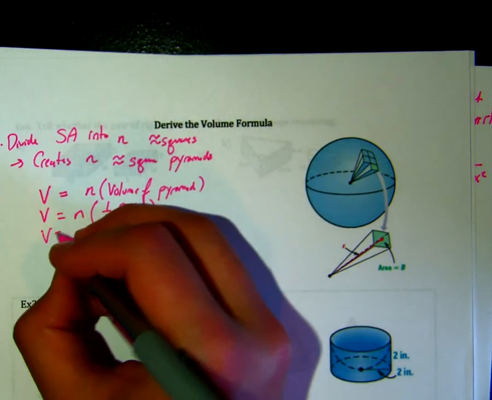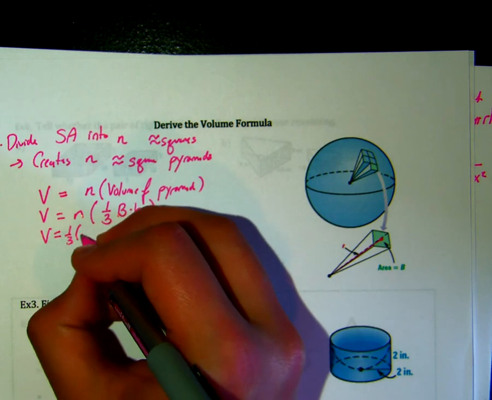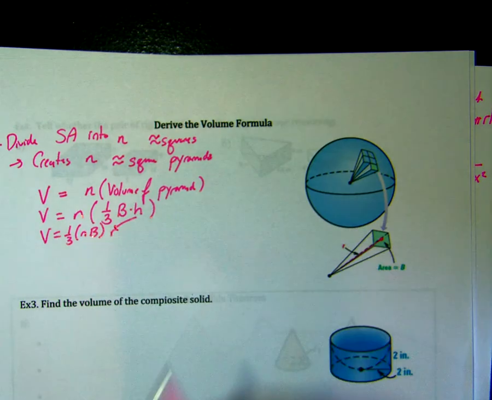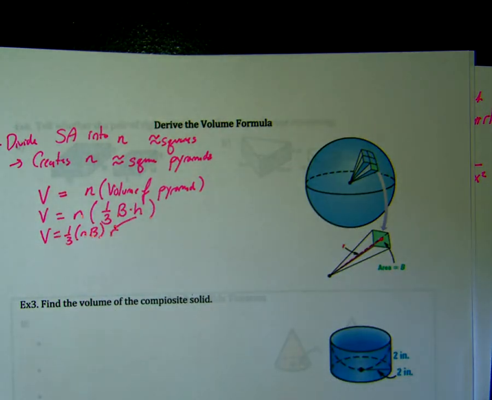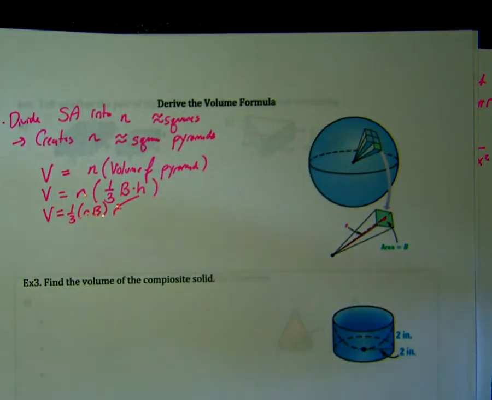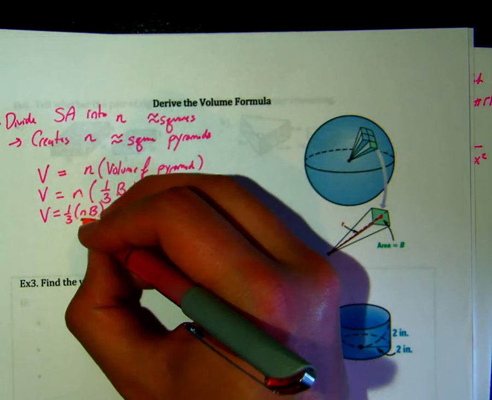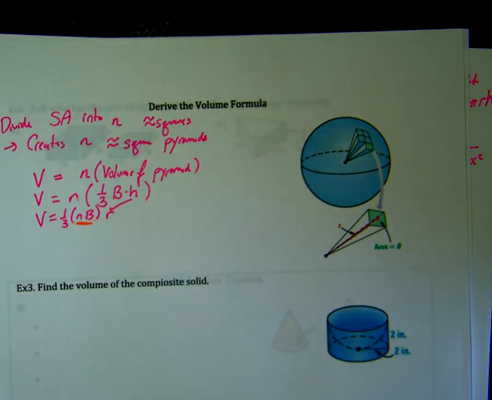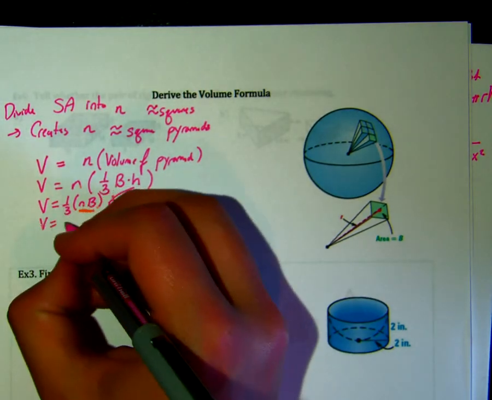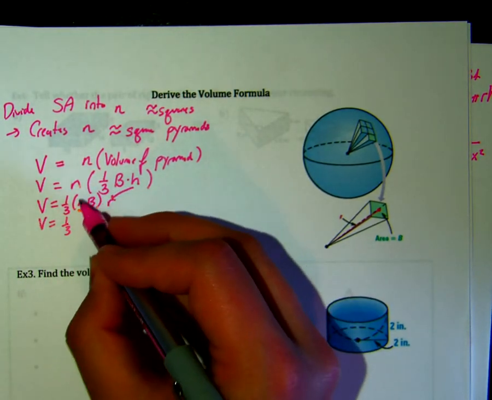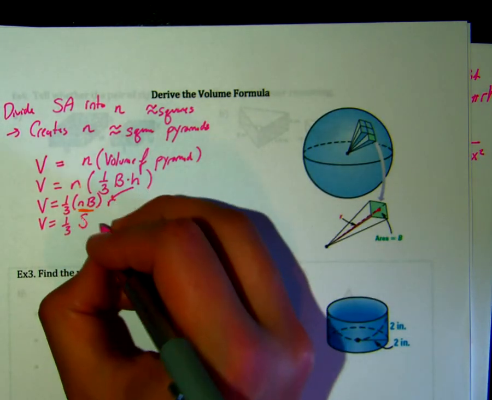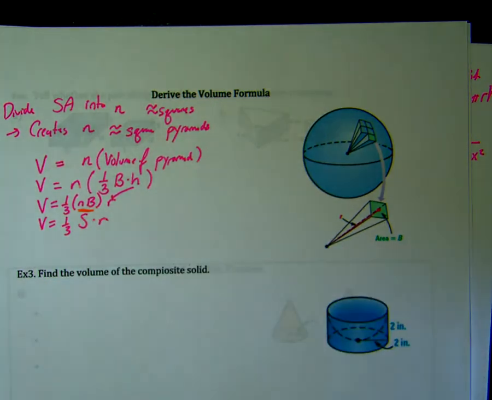So I'm going to just kind of move some stuff around. This is 1/3 n times B, and then h is just r. It's just the radius of the sphere. And now this part, this is where the fun happens, which is that capital B is just the green area here, okay? And I have n of them. And so when I have all of the bases combined, that makes up the whole surface area of the sphere.